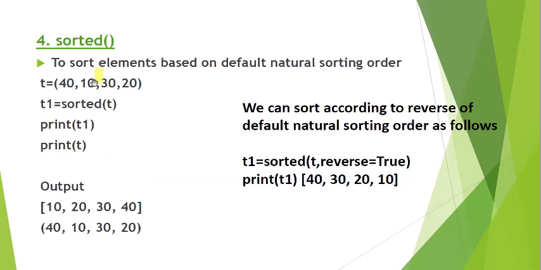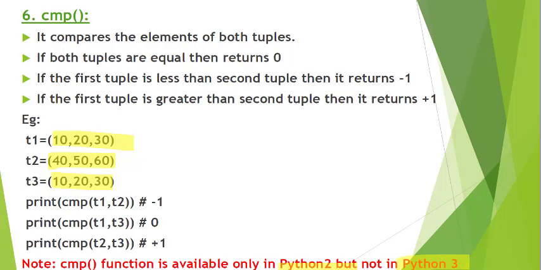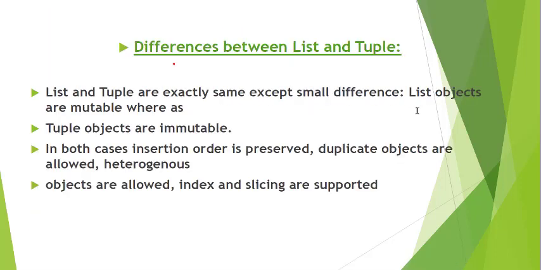If you want to sort it, you can say sorted t. Then there are the minimum and maximum functions, which give the minimum and the maximum of a tuple. That's quite self-explanatory. Now, if you want to compare two tuples, you can compare. If both are equal, it returns 0. If the first tuple is less than the second tuple, it returns -1. If the first tuple is greater than the second tuple, it returns +1.